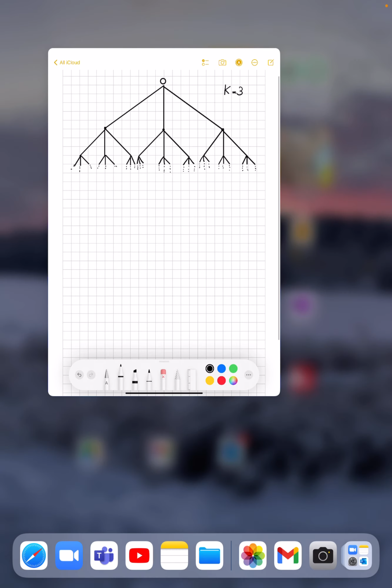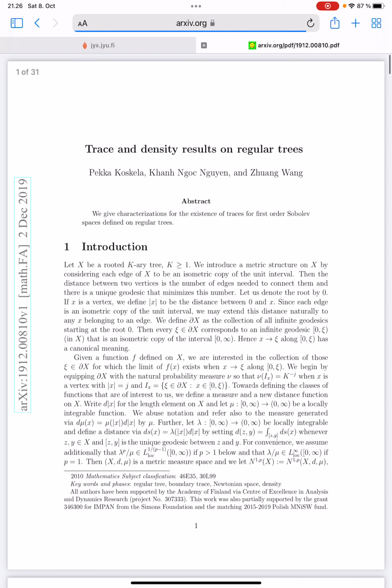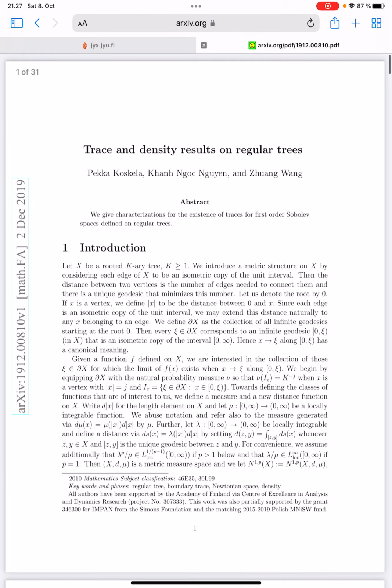The motivation for this example, the way I learned about this example, comes from this paper by Pekka Koskela, Khanh Gwen, and Juan Guang from 2019. And the short abstract is saying we give characterizations for the existence of traces for first order Sobolev spaces defined on regular trees. So regular trees here just mean every vertex having k successors.